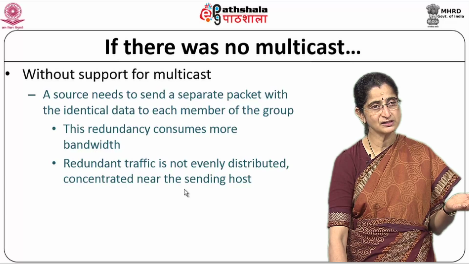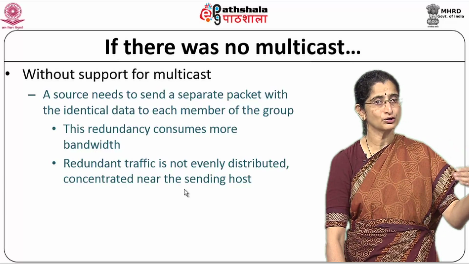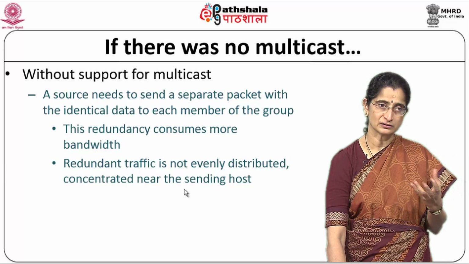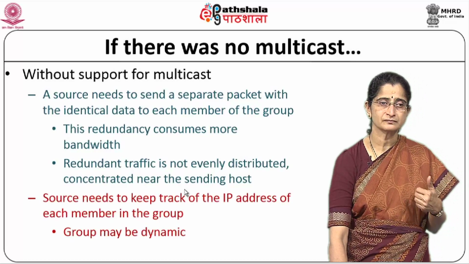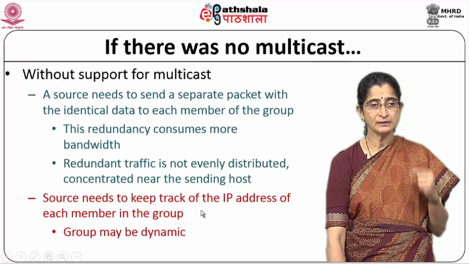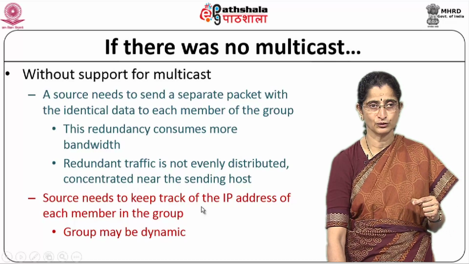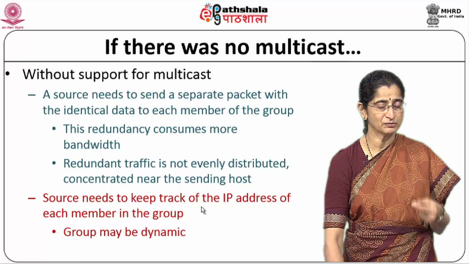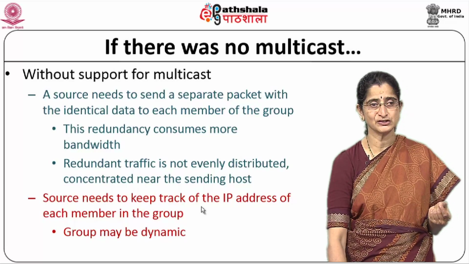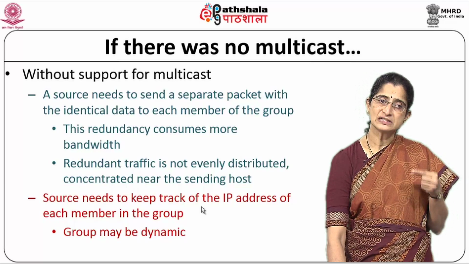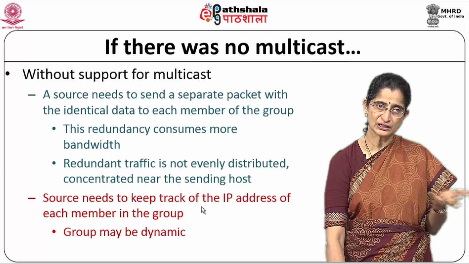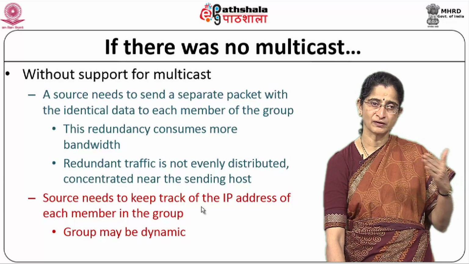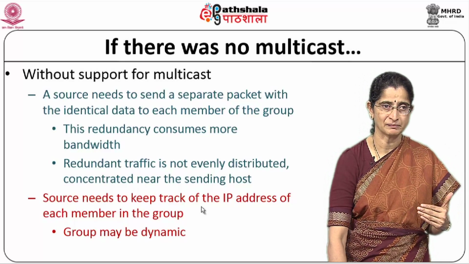As they go to different destinations at different locations, it may not cause too much traffic, but near the sending host you will find that the traffic becomes very heavy. So, this is definitely not an easy thing to handle; it becomes a bottleneck. The second thing is that the source will also need to keep track of the IP addresses of each of the members of the group, and the group can be dynamic. Keeping track of the addresses of the members, especially when the group is dynamic, can become a very challenging issue. This tells you what problems you will have without multicast. It also tells you what multicast should provide: a mechanism to do all these things in an efficient manner.